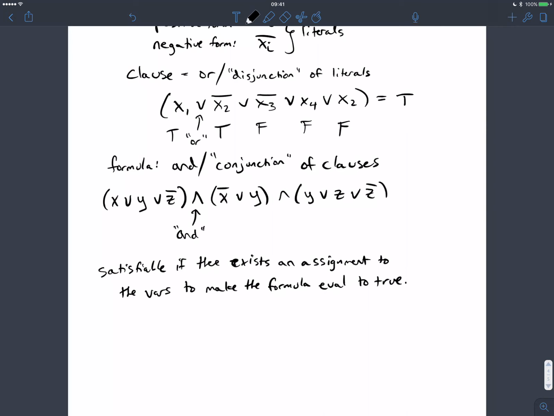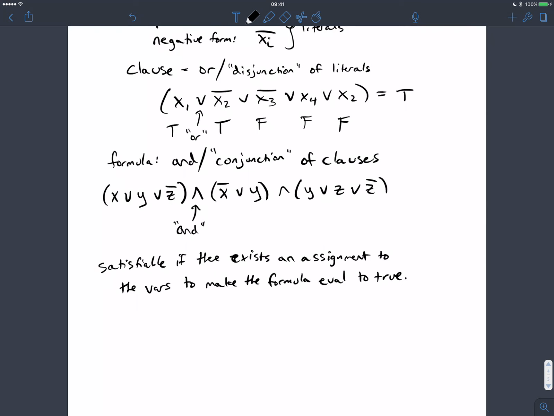So like the formula above that only had 1 clause, that is satisfiable because we gave an assignment to the variables to make the formula true. There may be other assignments to make the formula true, but as long as there's at least 1, I say the formula is satisfiable. So let's see. I actually don't know, because I made it up on the spot, but is the second formula satisfiable?